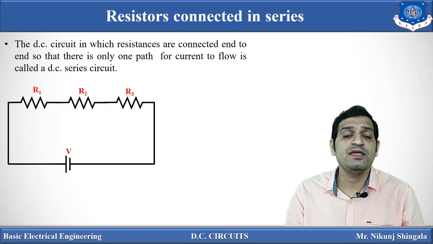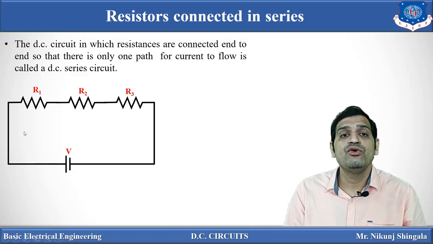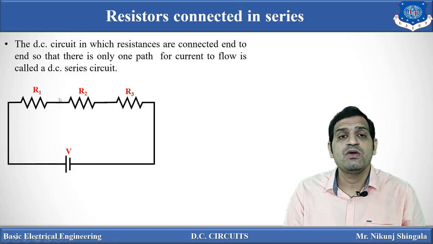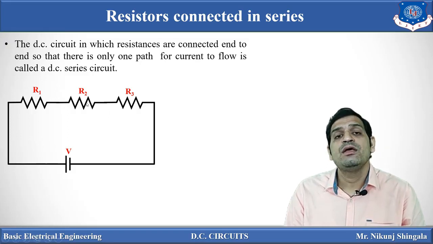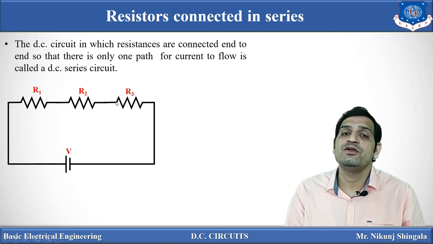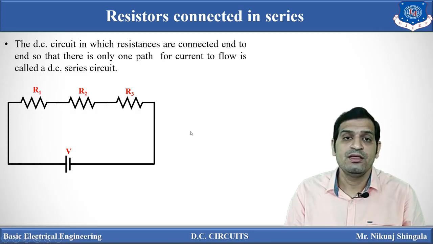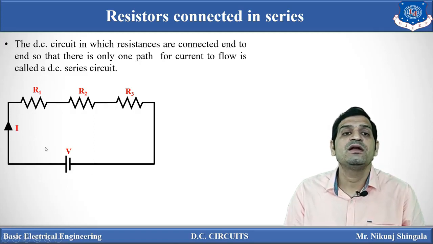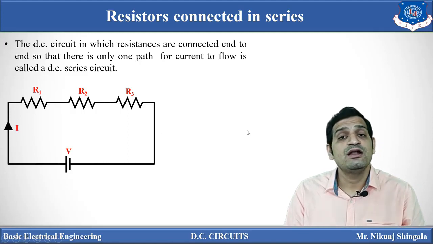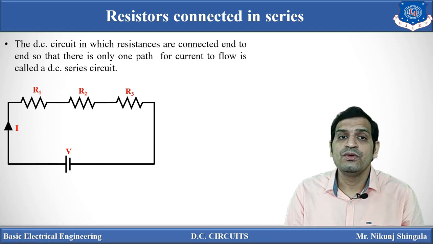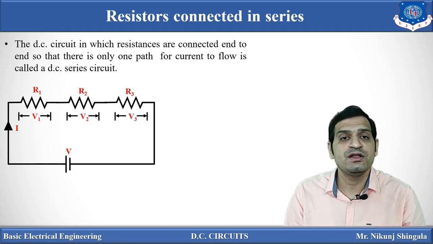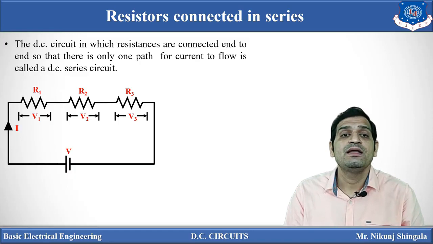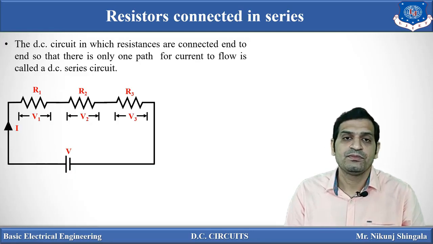If this condition is satisfied, then we can say resistors are connected in series. Now here you can see three resistors, R1, R2 and R3. All three are connected in series because one end of resistor 1 is connected to one end of resistor 2. The second end of resistor 2 is connected to the first end of resistor 3. And there is only one path for the flow of current. Now if we apply the potential difference, then current will start to flow. And as current starts to flow, according to Ohm's law, there is a potential difference across individual resistors, and the potential differences are V1, V2 and V3.